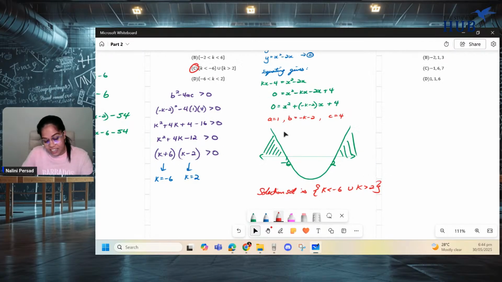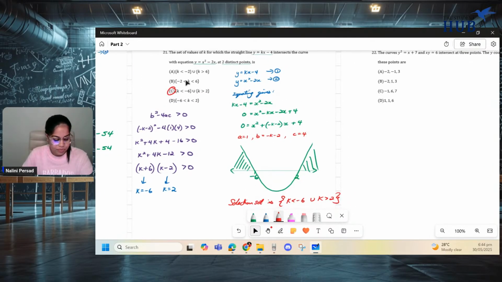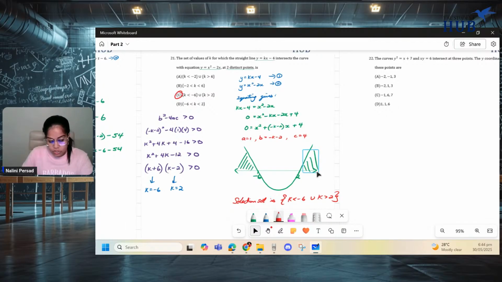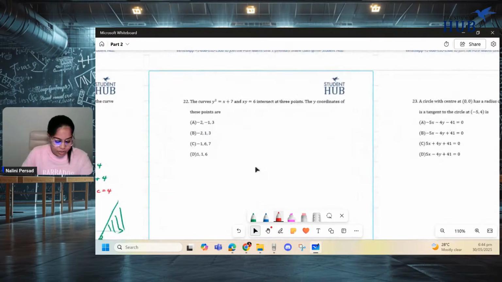So they really snuck in a whole paper 2 question in a multiple choice. Right? K is less than negative 6 or greater than 2. That's the answer for question 21.